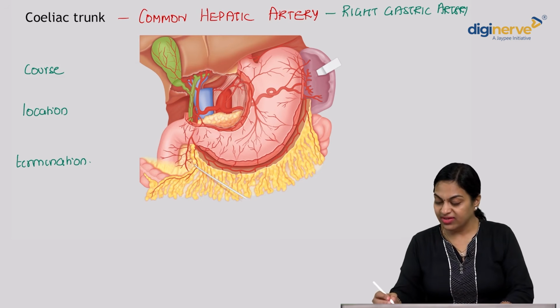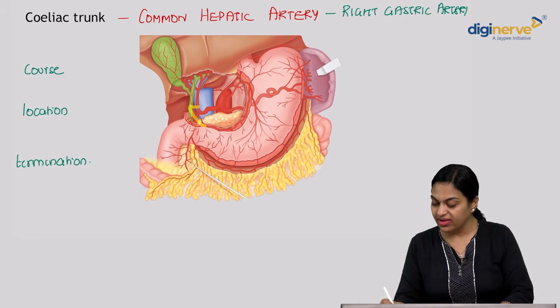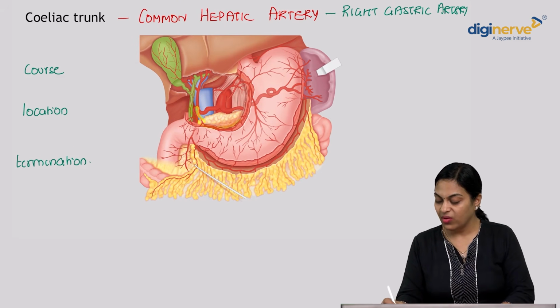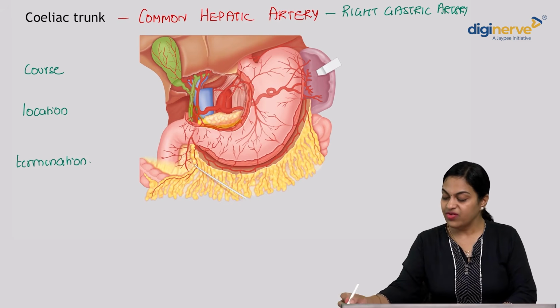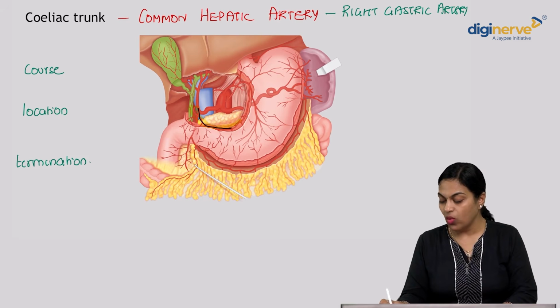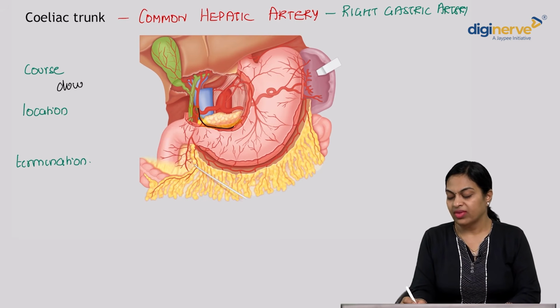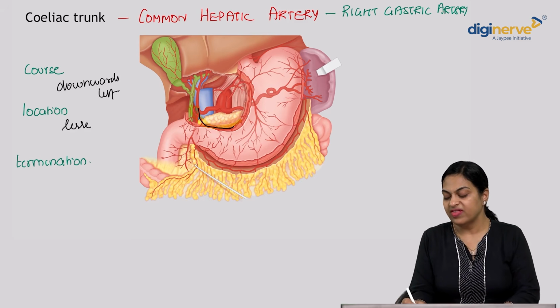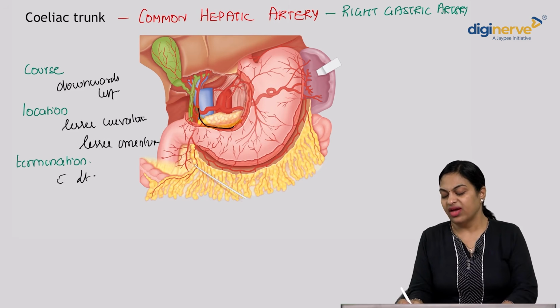Coming to the right gastric artery, this is the right gastric artery. As you see here, the right gastric artery runs downwards to the left to reach the lesser curvature, where within the lesser omentum, it anastomoses with the left gastric artery.